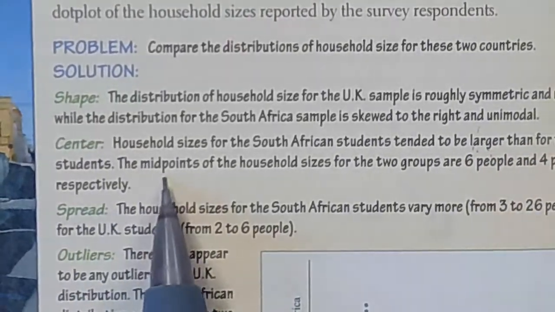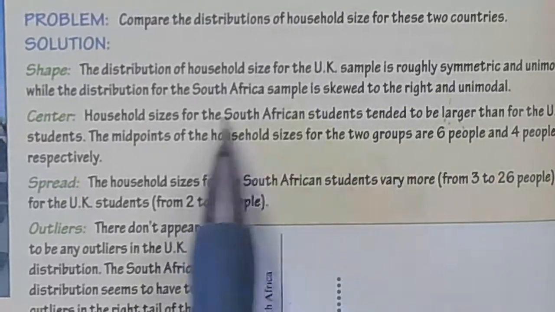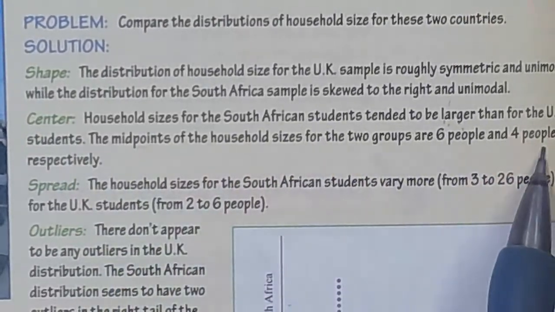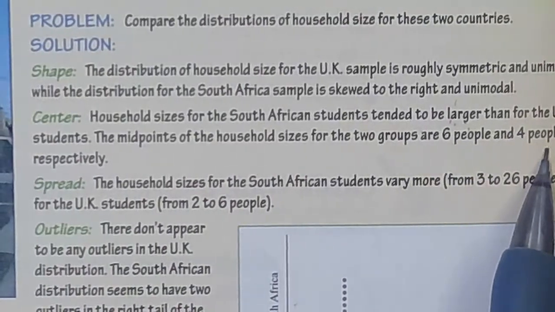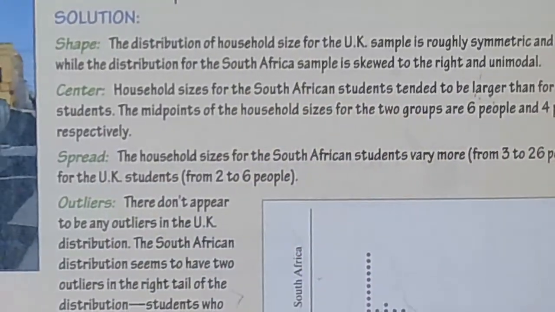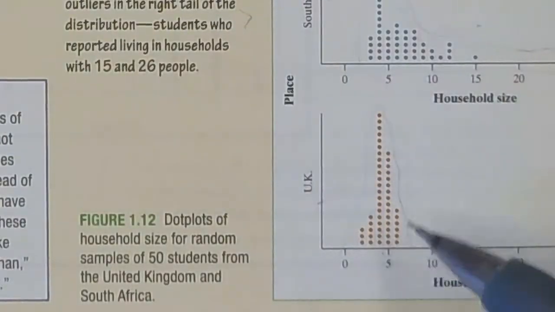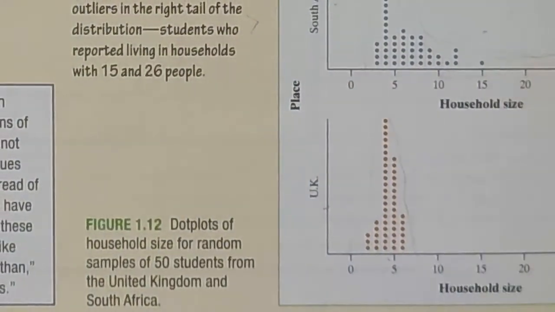And then when possible, which it is possible here, actually get the numbers. The midpoints or medians are 6 versus 4. Okay, got to compare them. The shape, we just talk about both of them separately. We should see a skewed right distribution here, and then we should see one that's kind of roughly symmetric, and unimodal for both.